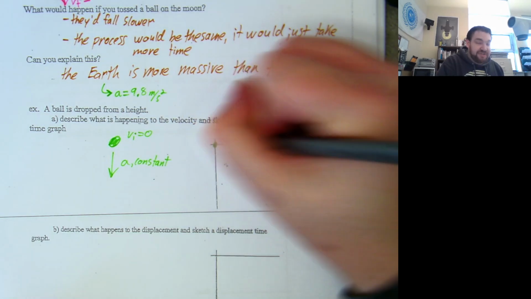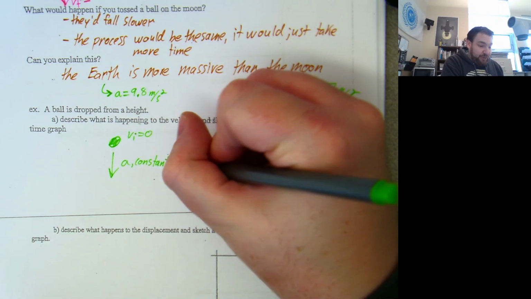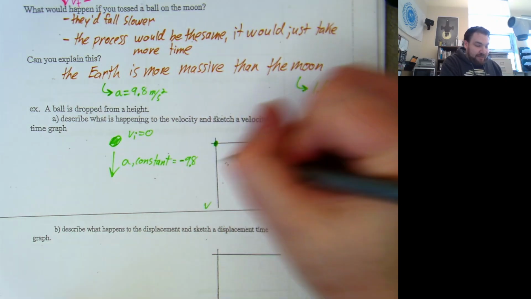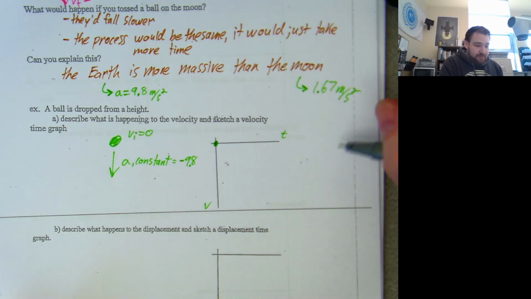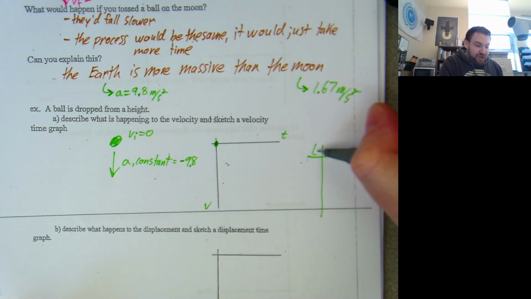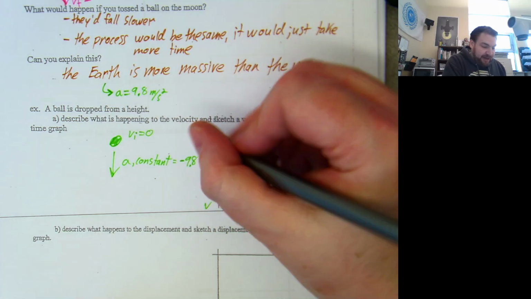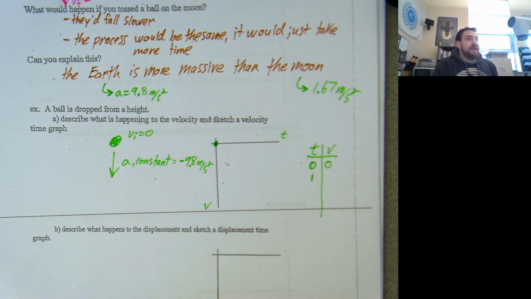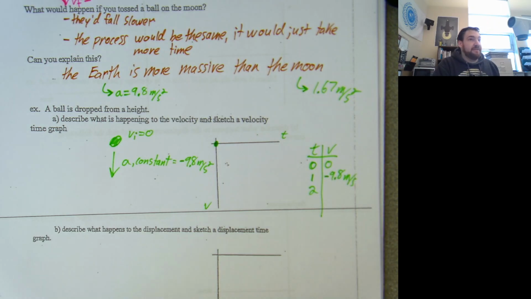At time 0, the velocity was 0. If Uli's right and the acceleration is negative 9.8 meters per second squared, 9.8 downwards, make a chart over here. If I want to chart time and velocity, at time 0, the thing's not moving. After 1 second, if it's accelerating at negative 9.8 meters per second squared, what should the velocity be? Should be negative 9.8 meters per second. After 2 seconds, it's going to be moving how fast?